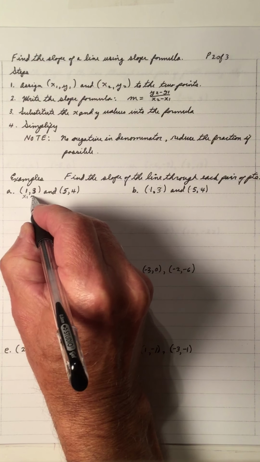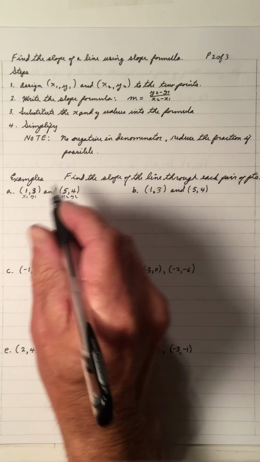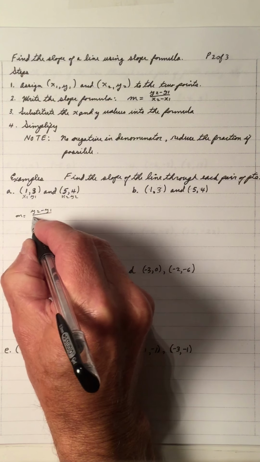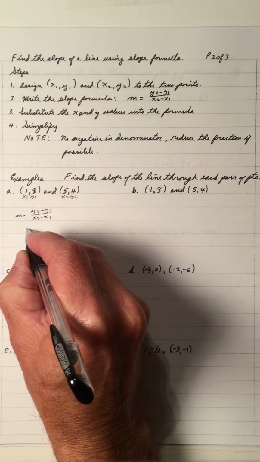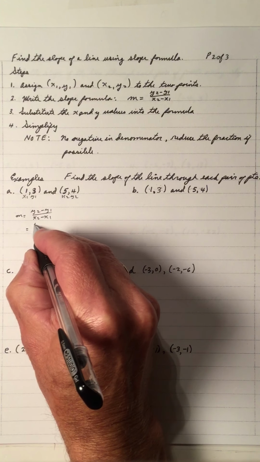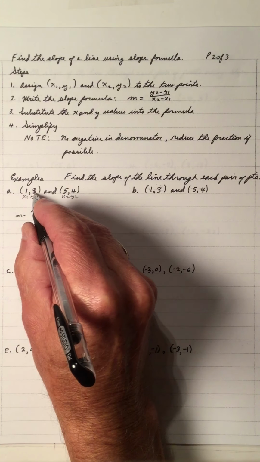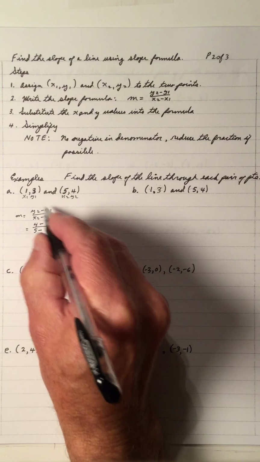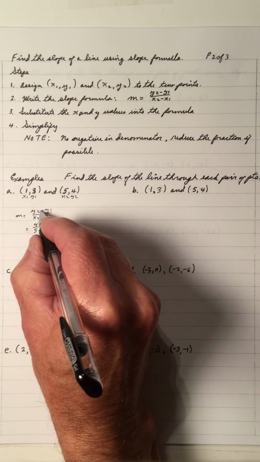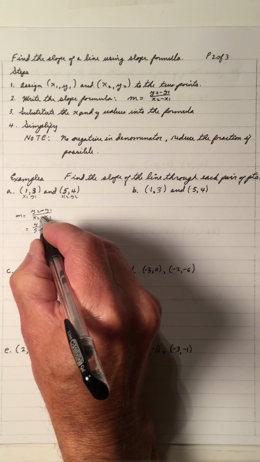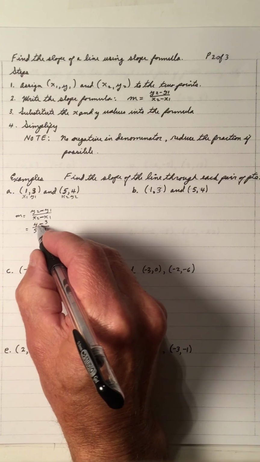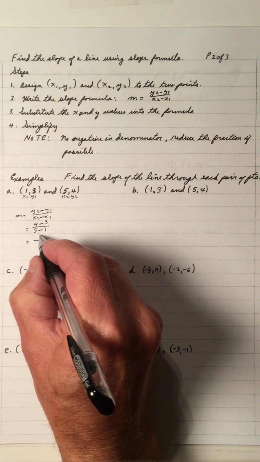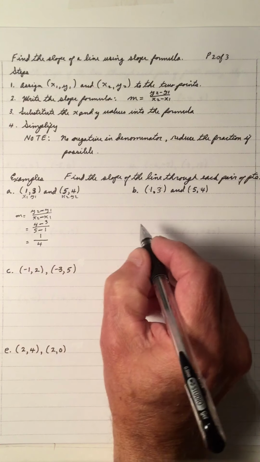So x1, y1, x2, y2. The slope is y2 minus y1 over x2 minus x1. That's the slope formula. y2 is a 4, so put a 4 in, minus y1 is a 3, so put 3. x2 is a 5, minus x1 is a 1. Notice that minus there and that minus there, we're putting the coordinates in around those subtraction signs. 4 minus 3 is 1. 5 minus 1 is 4.